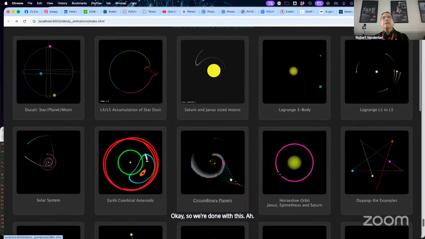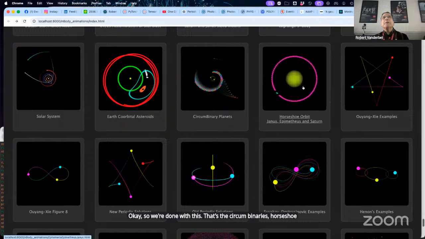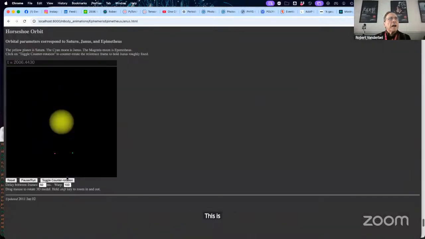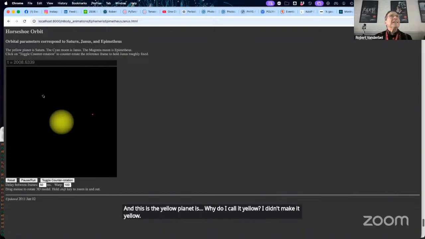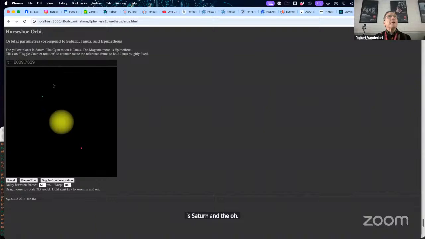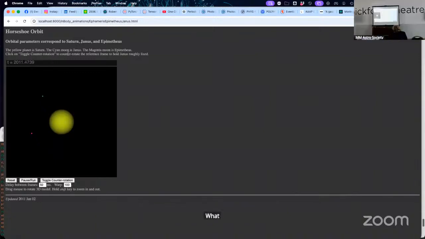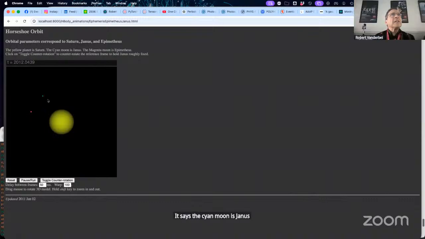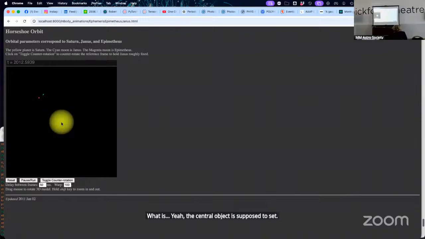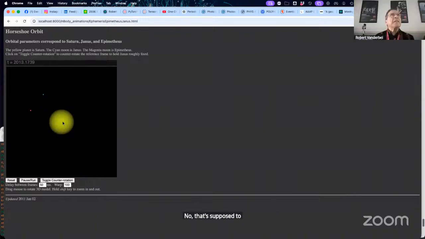That's the circumbinaries, horseshoe orbits. So I show you horseshoe orbits. This is kind of toggle counter rotation. And the yellow planet is, why do I call it yellow? I didn't make it yellow, it's blue. Is Saturn. And this, oh, the coloring here is all wrong. Oh. So it says the cyan moon is Janus. Yeah. I think the central object is supposed to be Saturn. No, that's supposed to be the sun. I think that's a typo.